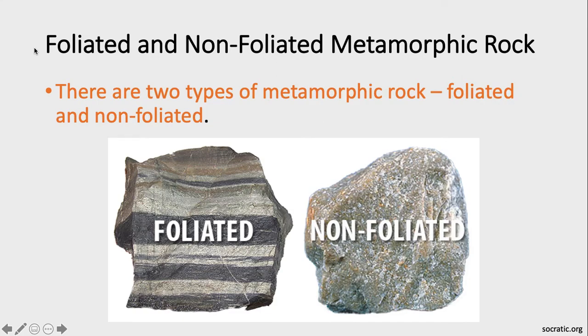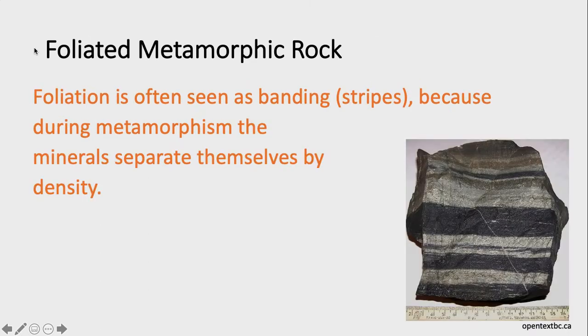There are two types of metamorphic rock, foliated and non-foliated. Foliated just means it has stripes or banding. Foliation is often seen as banding or stripes because during metamorphism, the minerals separate themselves by density. So the stripes you see are the different minerals.